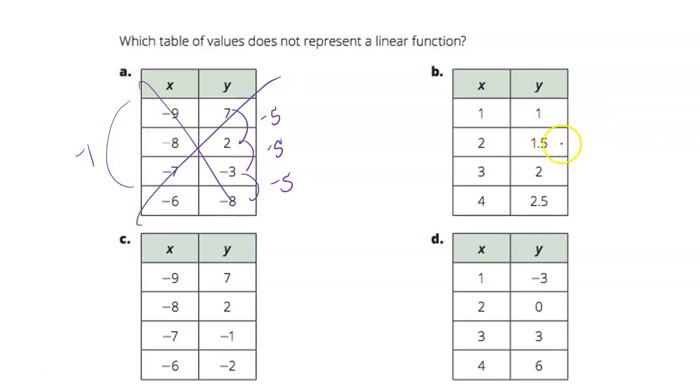B, 1 plus 0.5 is 1.5, plus 0.5 is 2, plus 0.5 is 2.5, and then 1, 2, 3, 4. So this one's linear.